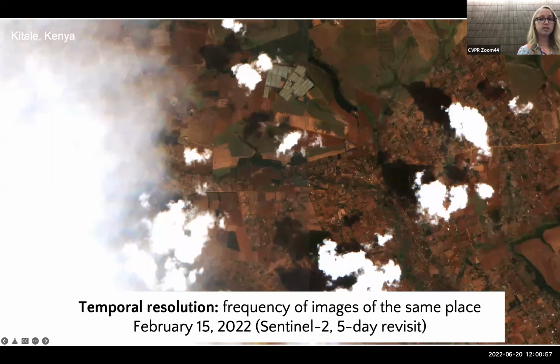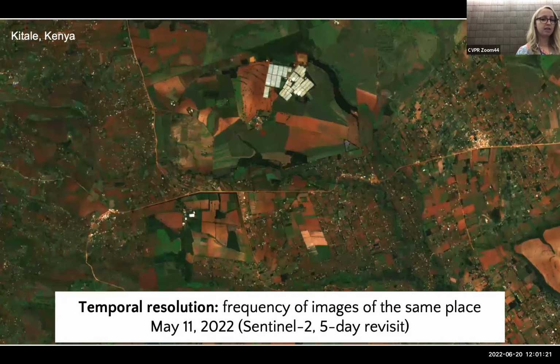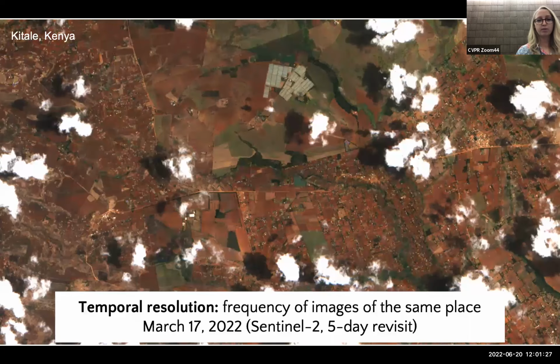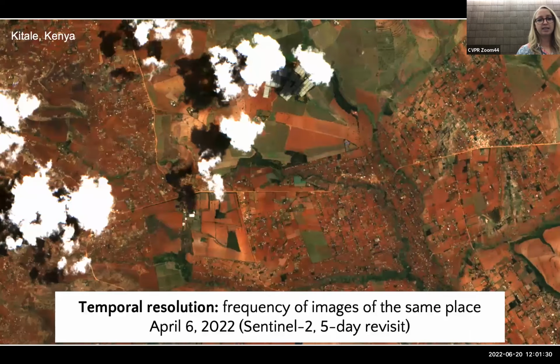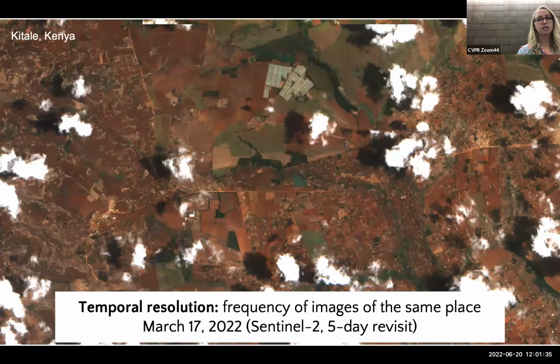Okay, so I'll just flip through these to show our same area in Kenya at different points in time. Here is a Sentinel-2 image of this area with some fields in particular on February 15th, 2022. This is on March 17th, 2022, April 6th, May 11th, June 15th, just the other day. If I flip through these a few times, you can see that there's really a lot of information in the temporal dimension. There's a lot that's happening that we can see in there.